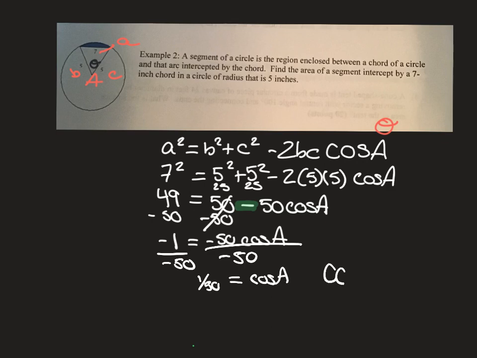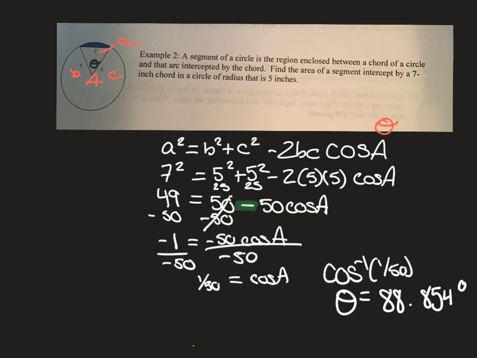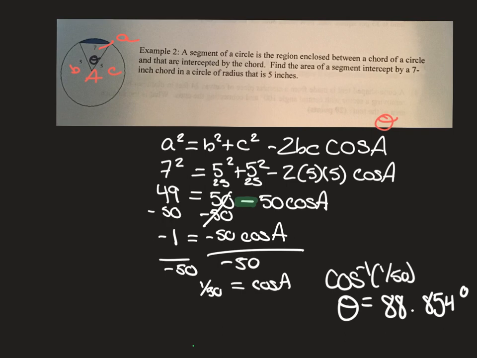So in my calculator, I'm going to type arc cosine of 1 over 50. And as long as my calculator's in degrees, it will spit out my degree answer for me. And if it's not in degrees, you're going to multiply by 180 and divide by pi. So let's type this. Arc cosine of 1 over 50. You should get that theta is equal to approximately 88.854 degrees.